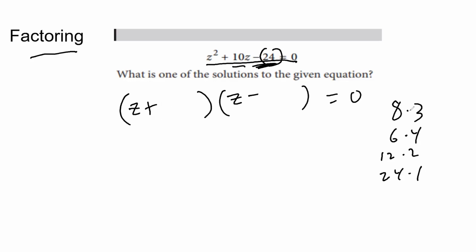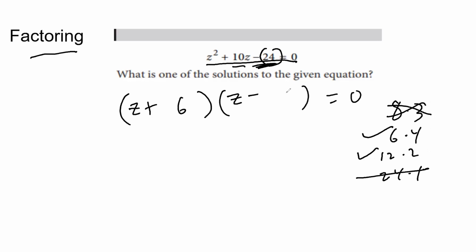8 times 3 is 24, but 8 and 3 can't give you 10, either by adding or subtracting. So knock that out. 6 and 4 can, because 6 plus 4 gives you 10, so that might work. 12 and 2 works, so you can subtract, so that works. 24 and 1 can't get you 10, so cross that out. All right, let's try 6 and 4.